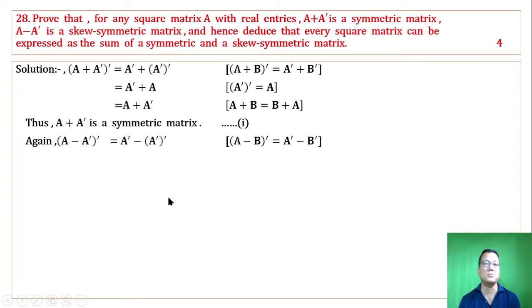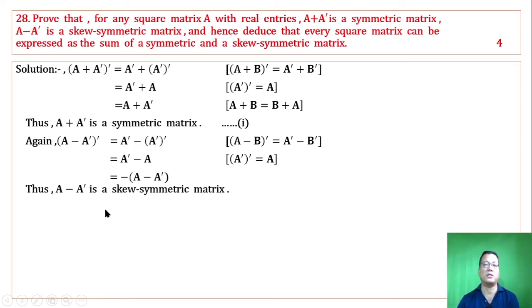Again, the transpose of A minus A transpose is A transpose minus A transpose of transpose, using this property, which gives A. Taking out minus 1, we get this. This shows that A minus A transpose is a skew symmetric matrix.